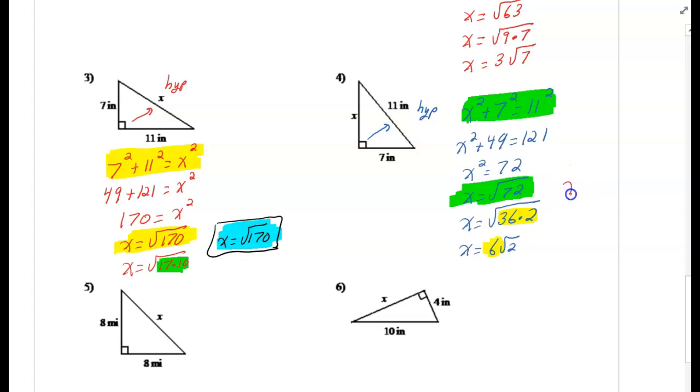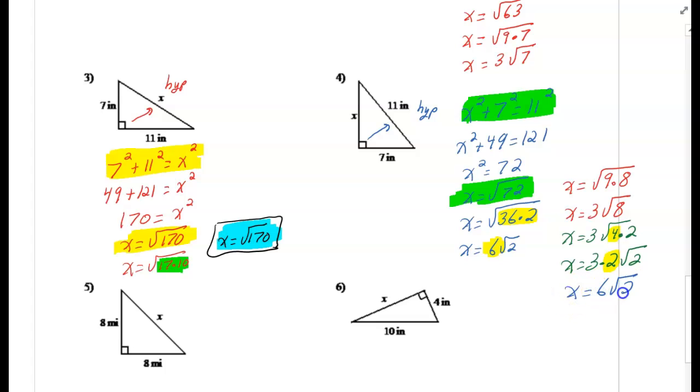Some of you may not recognize that, so some of you may say, oh, I know that is 9 times 8. Then you may say that's 3 square root of 8. And then there's even a further step after that. You may recognize that 8 is 4 times 2. So then x is equal to 3 times 2 square root of 2, because the square root of 4 is this 2 that I'm highlighting in yellow. And then when you simplify, you get x to be 6 square root of 2. My suggestion is you pause the screen, try problems 5 and 6.